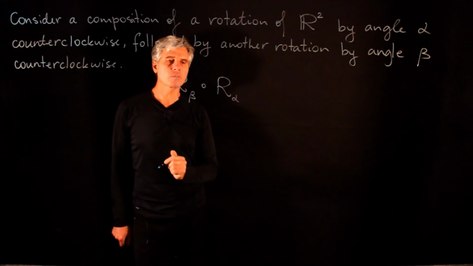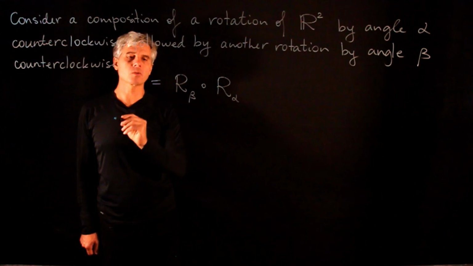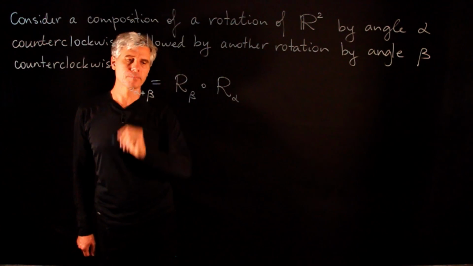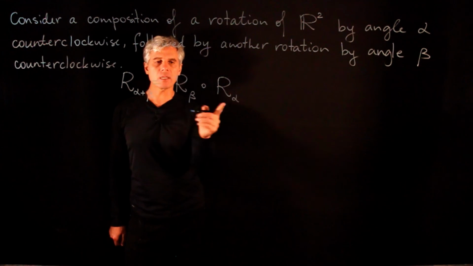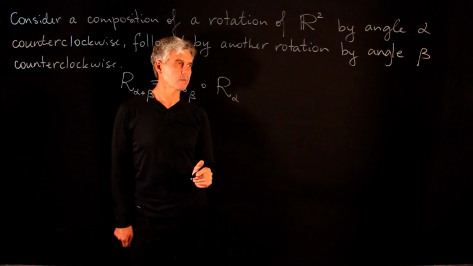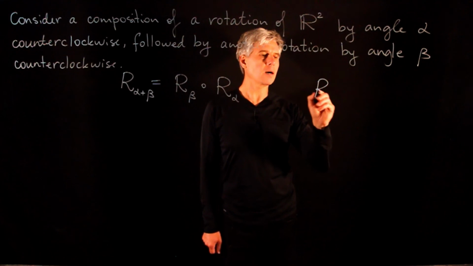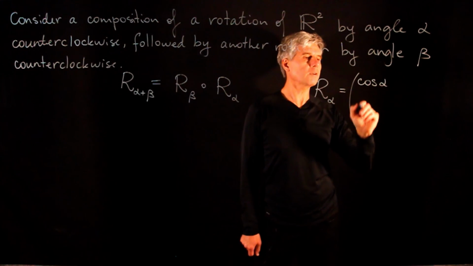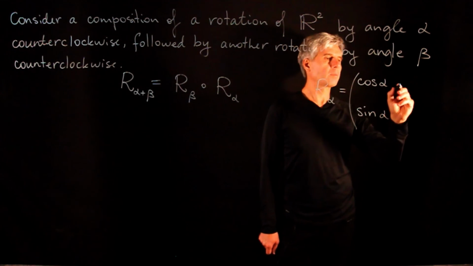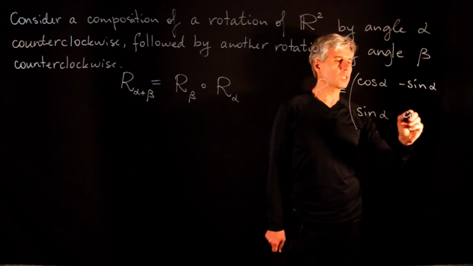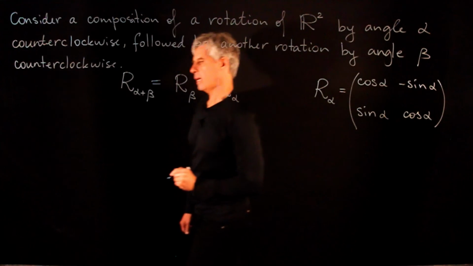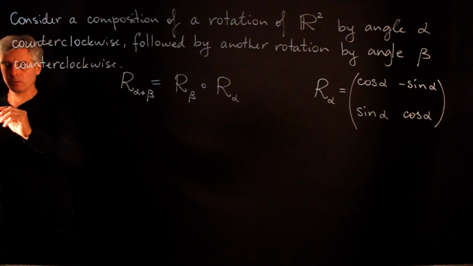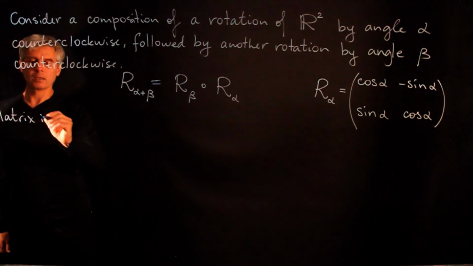Now, if we take a composition of these two rotations, clearly the result is going to be again a rotation by the angle which is the sum alpha plus beta. Now, let us translate this equality into the language of matrices. So we know that R alpha, the rotation matrix, has the following structure. It's cos alpha, sine alpha, minus sine alpha, and cos alpha. So now let us compute the matrix in the right-hand side.